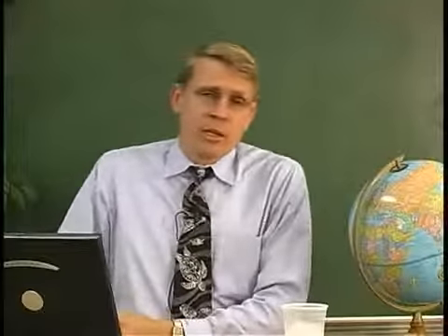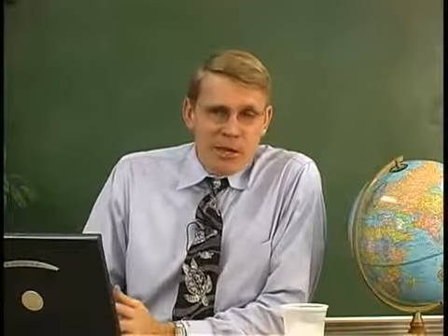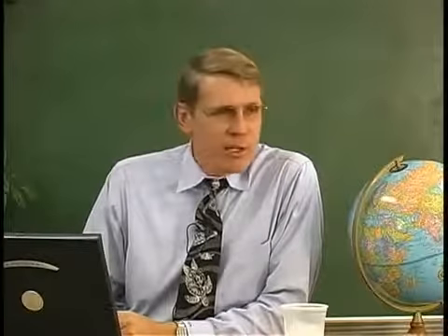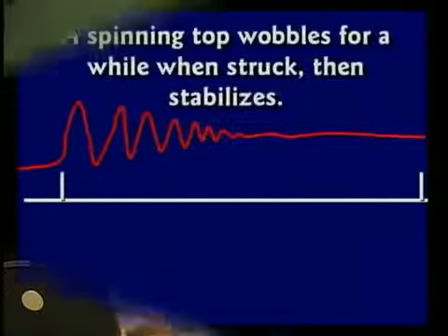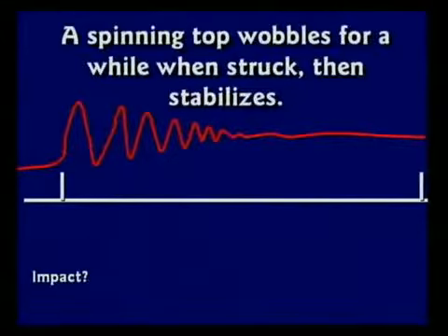Who cares? Okay. If a spinning top is struck by something, it'll wobble around and follow a predictable path. You can actually graph it out, if you made a graph over time. After 2 seconds it was leaning 5 degrees, after 4 seconds it was leaning 8 degrees.